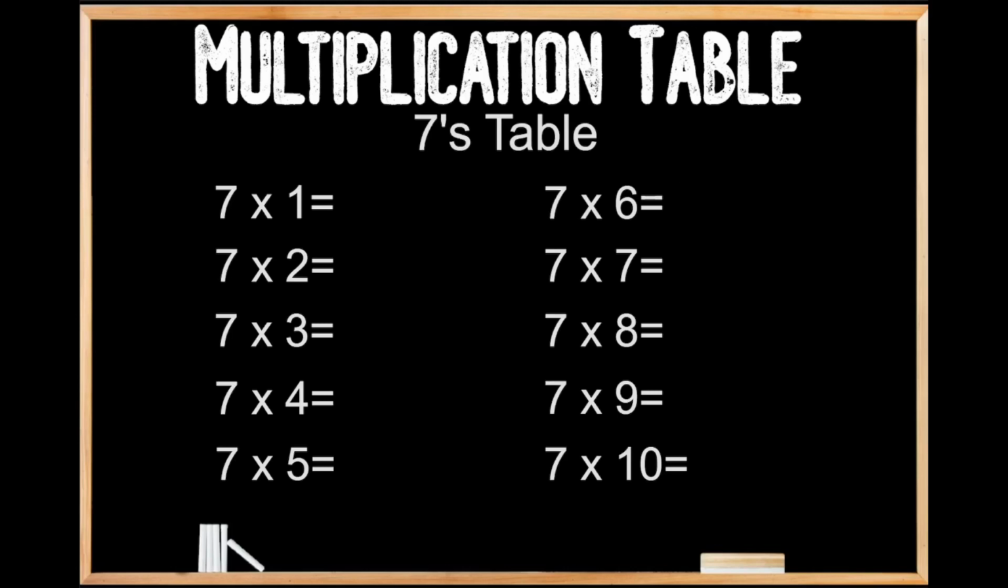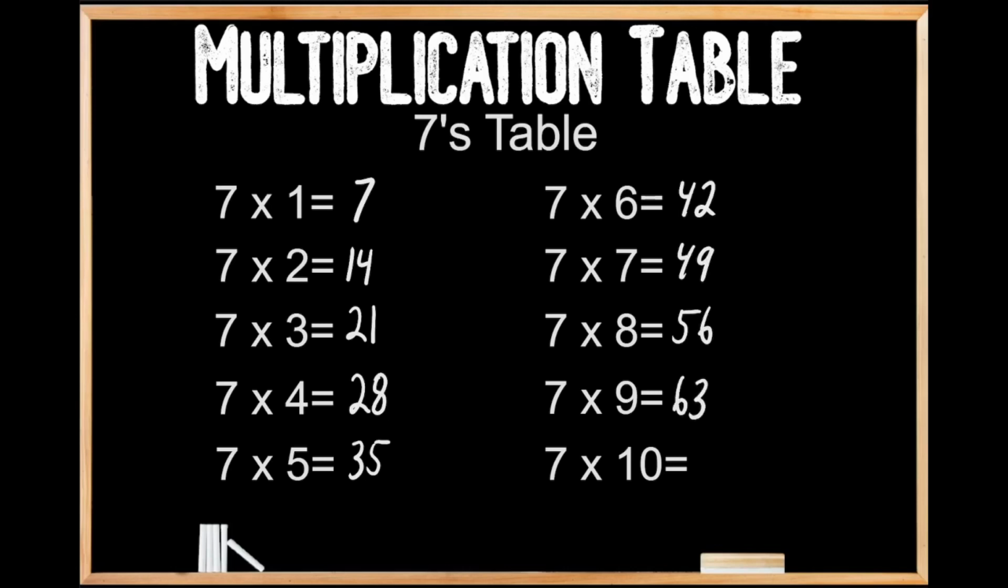Sevens table. 7 times 1 is 7. 7 times 2 is 14. 7 times 3 is 21. 7 times 4 is 28. 7 times 5 is 35. 7 times 6 is 42. 7 times 7 is 49. 7 times 8 is 56. 7 times 9 is 63. And 7 times 10 is 70.